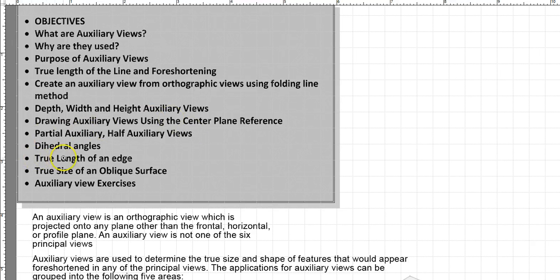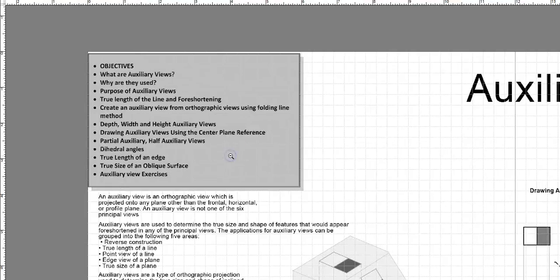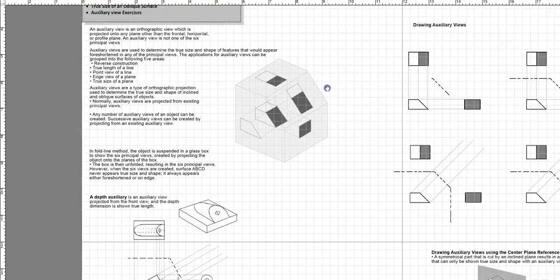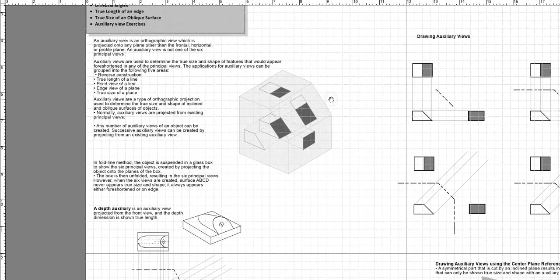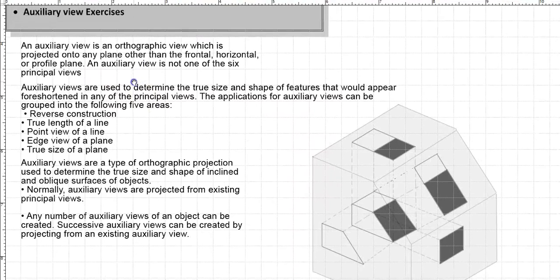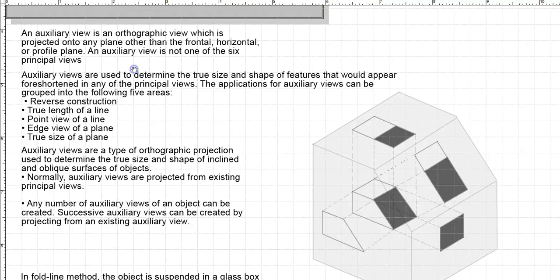Then we are going to look into what is dihedral angles, how to find a true length of an edge, a true size of an oblique surface, and obviously we have auxiliary view exercises that we are going to cover throughout this lecture. So let's first begin with what is an auxiliary view.